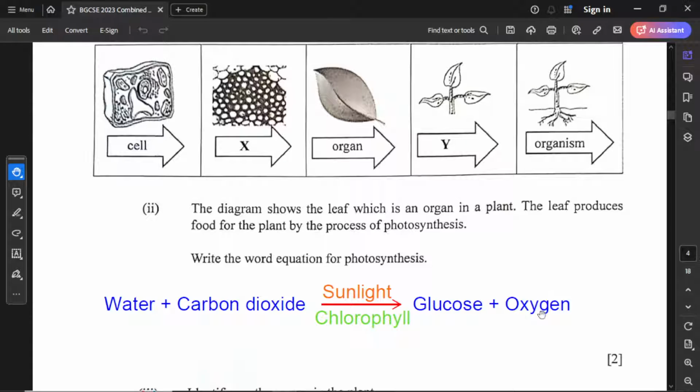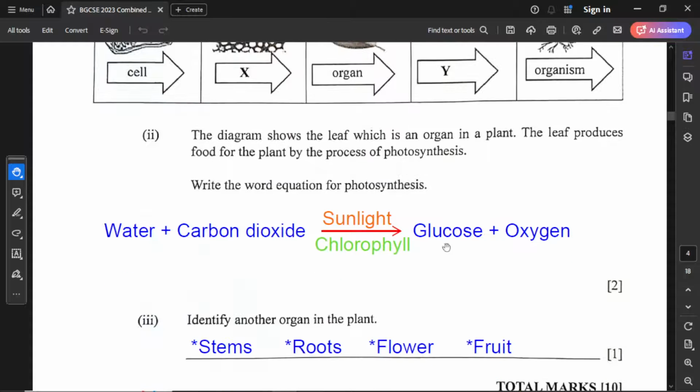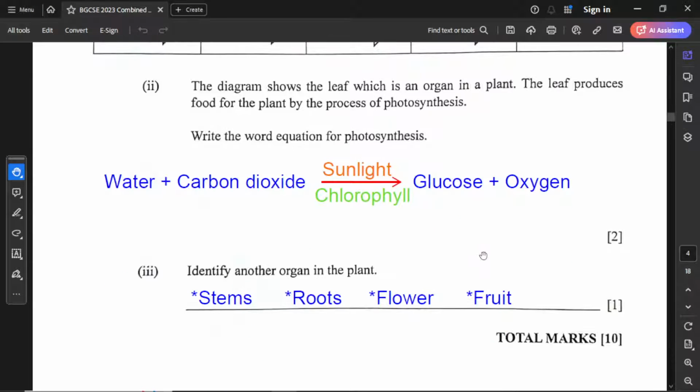All right, oxygen is the byproduct or what they call the waste product. All right, so glucose is the main product. So that's the word equation. And please practice also the balanced chemical equation for photosynthesis. It is very important for you to practice that as well.